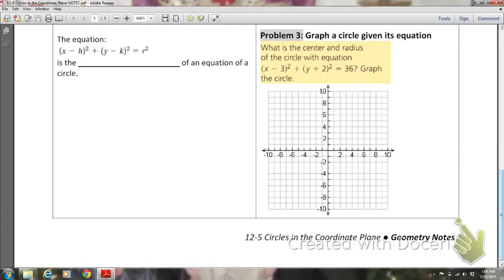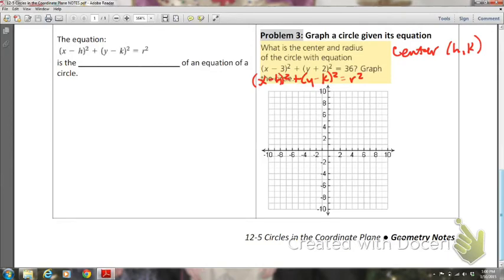In the last problem, it wants you to graph the circle given its equation. So what's the center and the radius of the circle with this equation, and then graph it. Just compare this equation to the standard form of the equation for a circle, which is x minus h in parentheses squared plus y minus k in parentheses squared equals r squared. So here you can see that the center is going to be h comma k.